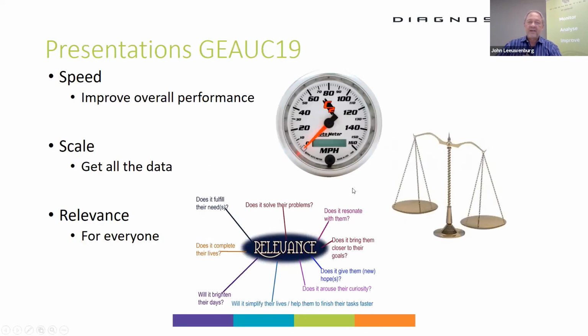Good. So at the presentation that I gave in Bellevue at the GE conference, I talked about speed, scale, and relevance. To some degree, much of that was discussed today as well: improving the overall performance. It's very scalable in getting all the data so that you can analyze that information and get the information that you need. And it's relevant. As Swami said, anybody and everyone can use that information and improve their situation.